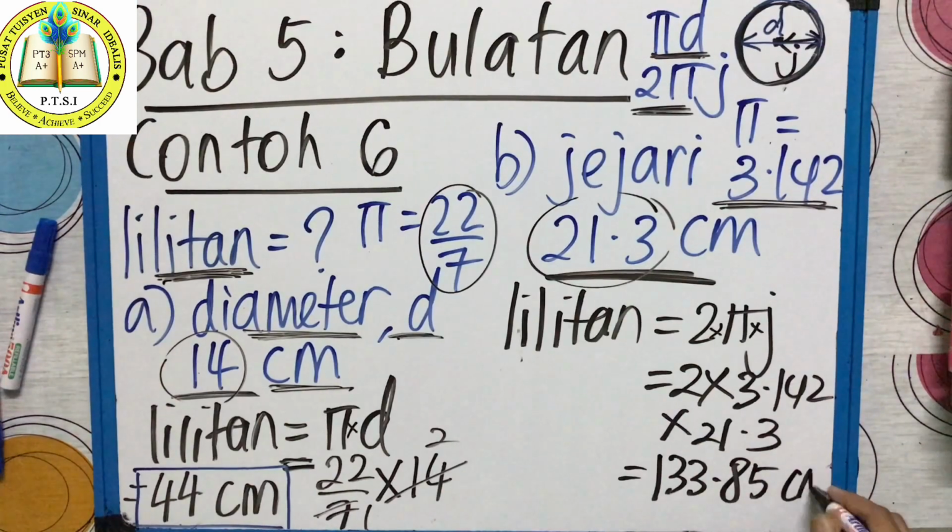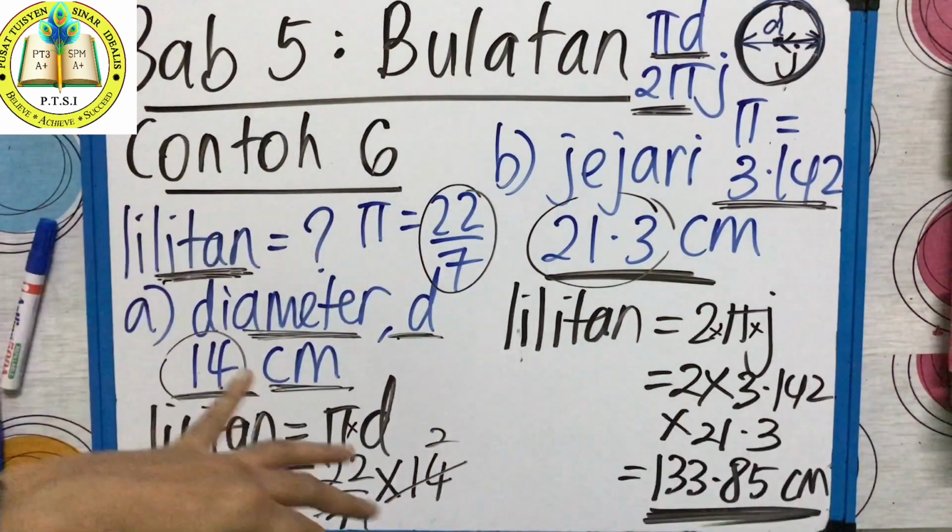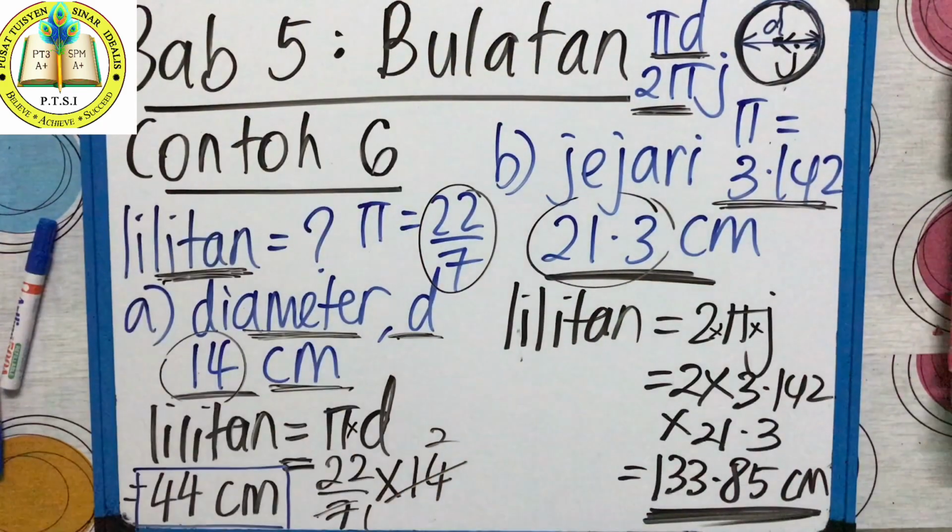133.85 cm. Kenapa cm? Sebab lilitan. Lilitan is actually the length of the outline. So you must put the unit cm. Terpulanglah kalau mereka bagi soalan meter, unit meter. So you follow the unit given there. Tapi mesti ada unit.